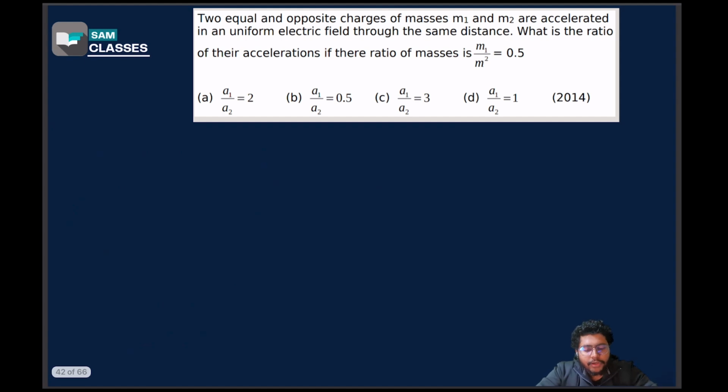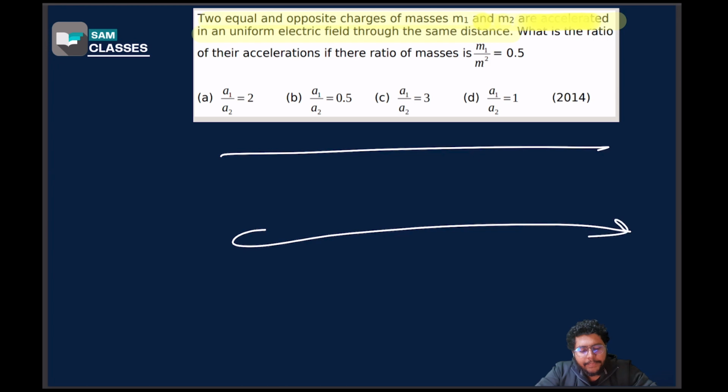Coming to the third question, a very good question. Let's see what is there in this question. First, we have to read: two equal and opposite charges of mass m1 and m2 are accelerated in an electric field through some distance. Very simple. One field is there, and you have two equal and opposite charges, one of mass m1, one of mass m2, with charges let's say q, equal and opposite.